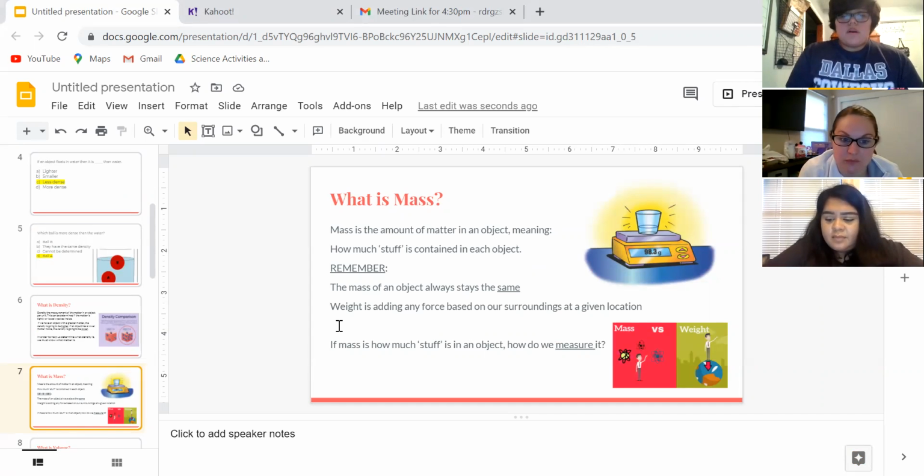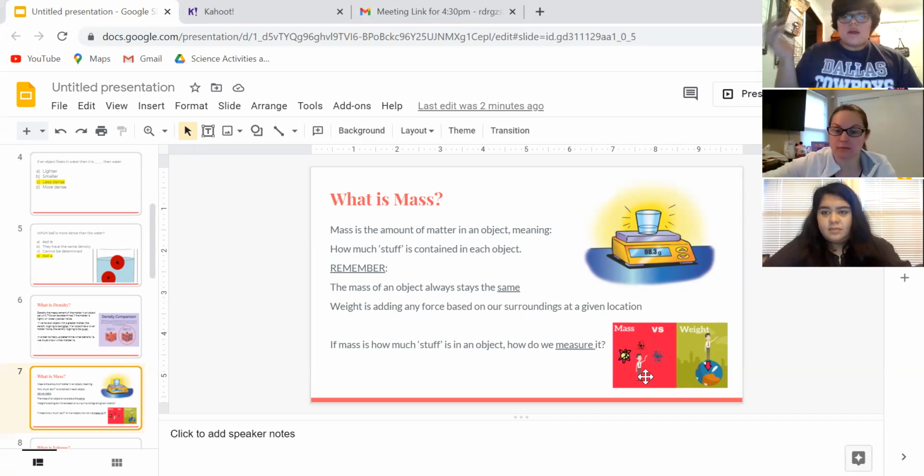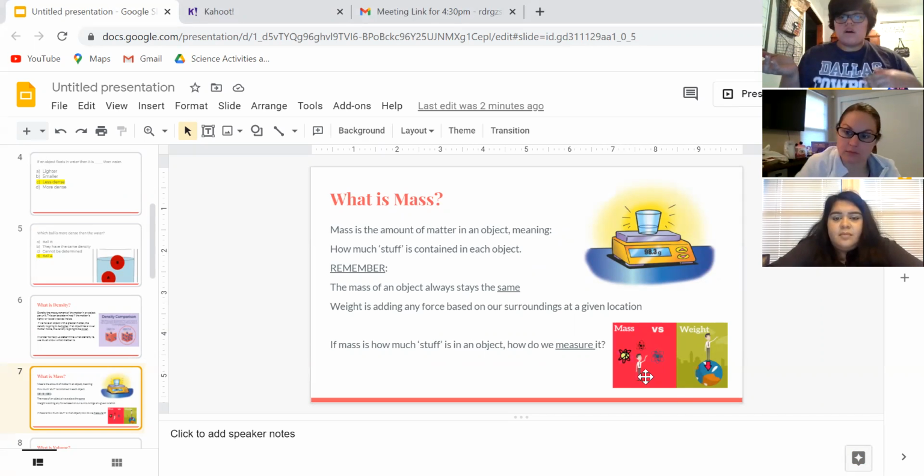So as we did over the pre-test, I saw that a few guys got a little confused on what was the difference between weight and matter or density. So we got to remember that mass of an object always stays the same, while weight is adding any force down on our surroundings at a given location. So if we take a look at this picture right here at the bottom right, mass is what's inside the object, but weight is acting downwards, so meaning it's got a gravity pull on it, which is making it heavier. So our mass will always stay the same. Meanwhile, our weight can change depending on where we're at.